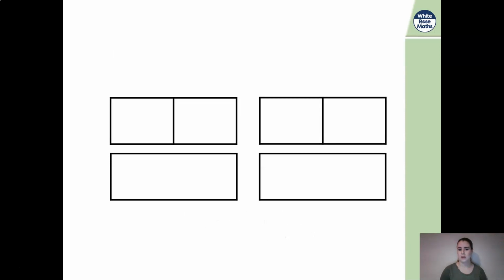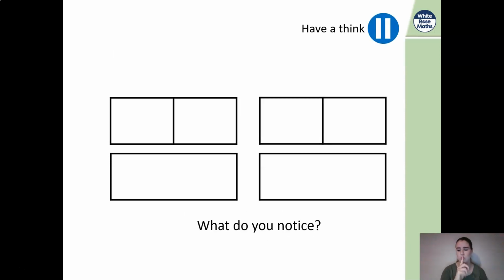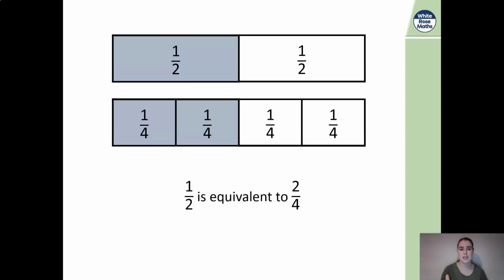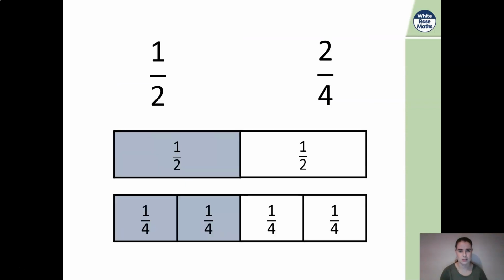Okay, pause the video a second. What do you notice with my two strips of paper? Okay, so here I cut them into two halves, and then the same piece of paper I cut into quarters, so I cut it 4 times. And what we've noticed is that 1/2 is exactly the same as if I cut those 2 quarters and stuck them back together again. So if I stuck those 2 quarters together, I'd have a half of that strip again. So that tells me that 1/2 is equivalent, so the same as 2 quarters.